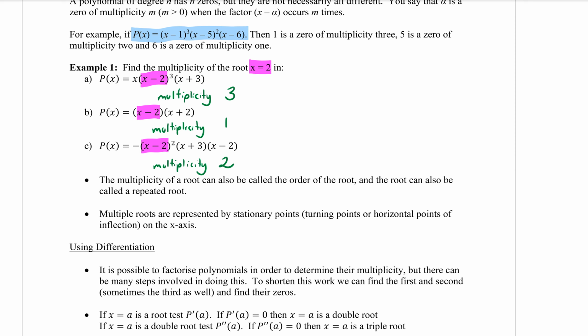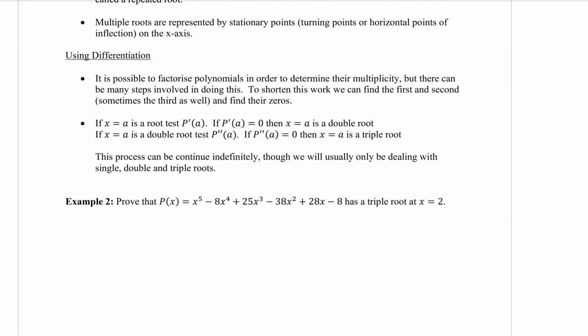The multiplicity of a root can also be called the order of the root, and the root can be called a repeated root. Multiple roots are represented by stationary points or turning points or horizontal points of inflection on the x-axis. So we've already witnessed that when we were drawing our graphs. We knew that if we had even powers, then they were turning points, which means they came down and bumped off the x-axis. Or if they were odd powers, then they were points of inflection as they went through. So using differentiation, it is possible to factorize polynomials in order to determine their multiplicity, but there can be many steps involved in doing this.